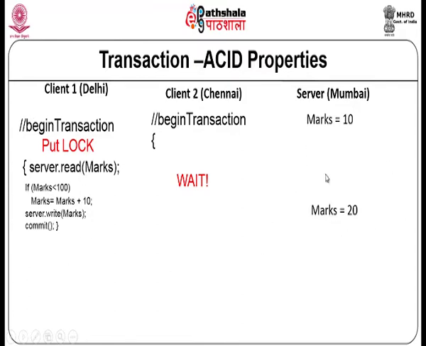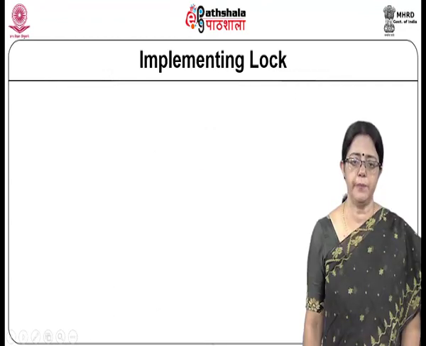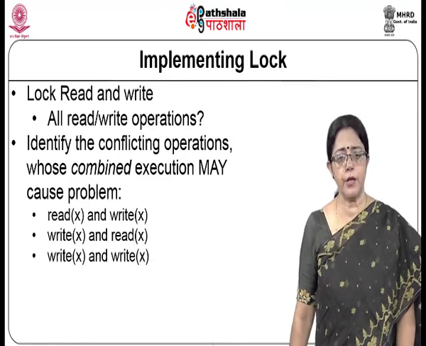Client 1 makes the marks to its correct value, and then when client 1 unlocks, client 2, which will be waiting on these marks, will be given a go-ahead and continue. So then all the problems will be resolved. So, how do we implement a lock?